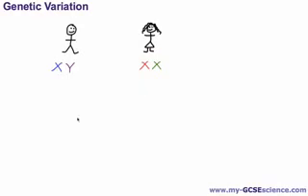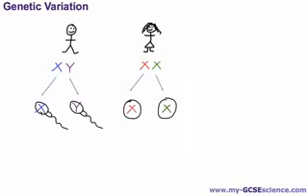and the female has X and X. Now when the male produces sperm, he can only pass on either an X or a Y into the sperm cell. He doesn't pass on both of those into one sperm cell. Similarly for the female, she will pass on an X into the egg cells that she produces, and so we have this scenario here.